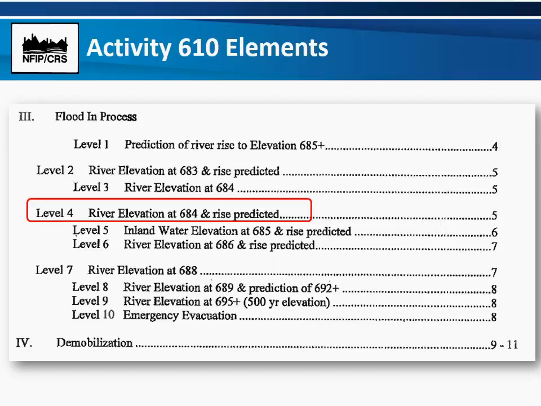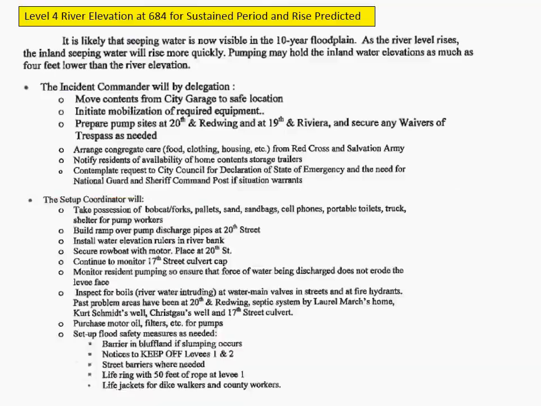be found on page 5 of the Emergency Operations Plan for St. Croix Beach. The plan goes into the staff titles such as Incident Commander, Setup Commander. It shows the various staff tasks that we look at in FRO, saying exactly what they do when the river elevation is at 684 feet, and this is continued on the next slide.